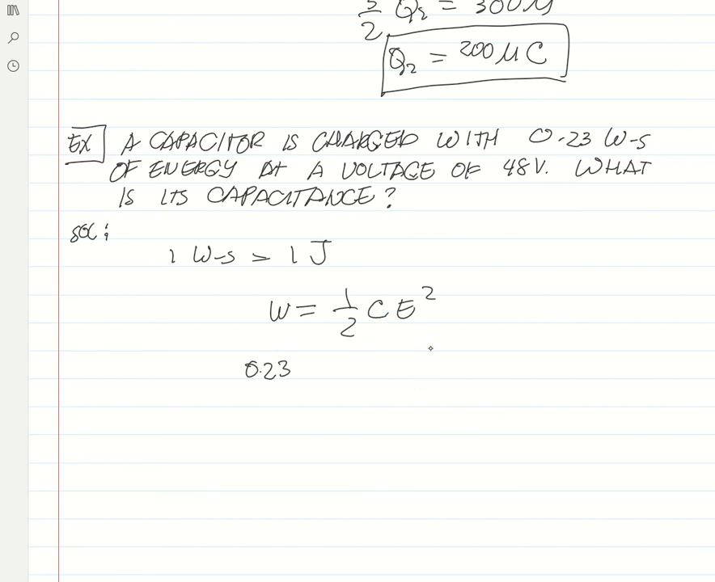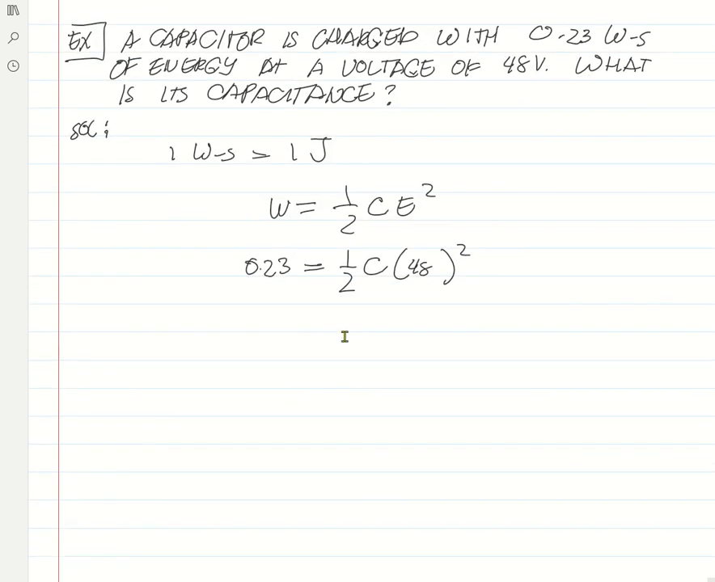So 0.23 watt-second will be equal to 1/2 times, we're solving for the capacitance, and the voltage across it is just equal to 48 volts. And you square that, and that will be our capacitance. So the capacitance will be 0.23 times 2 divided by 48 squared. So C, the capacitance of the capacitor, will be equal to 200 microfarad.